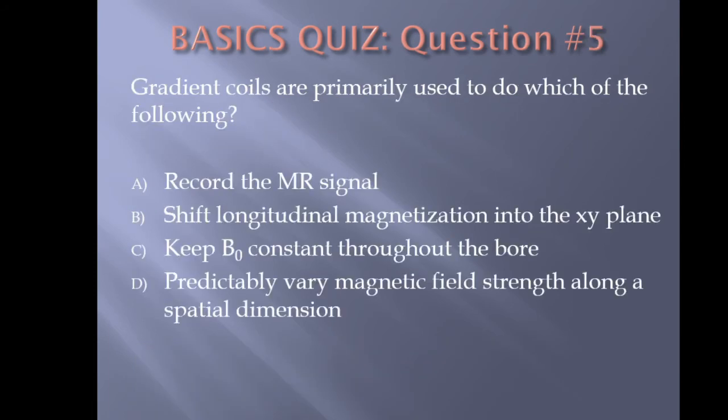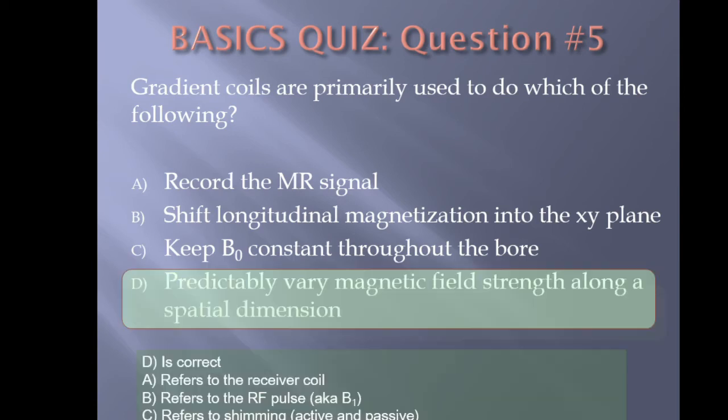Okay. Gradient coils are primarily used to do which of the following? Record the MR signal, shift longitudinal magnetization into the XY plane, keep B0 constant throughout the bore, or predictably vary magnetic field strength along a spatial dimension. D, yeah, that's one of those like, oh god, okay. So the long answer is the right one. Happens to be the case here. But just looking at the other ones, D is correct.